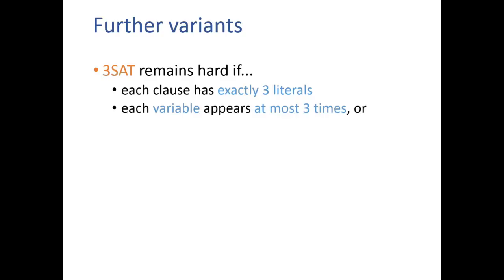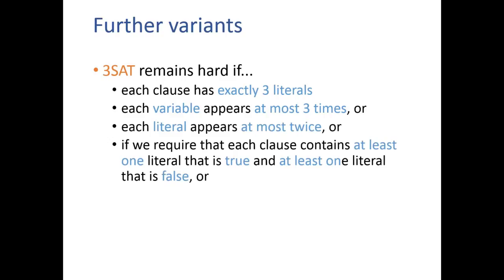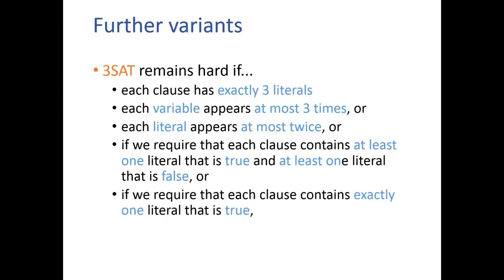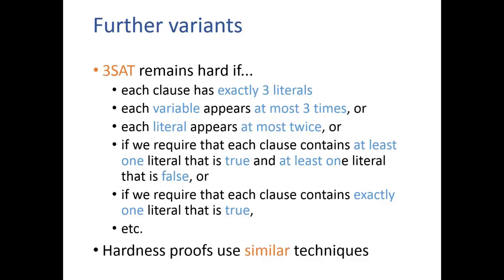3SAT remains hard if each variable appears at most 3 times. Again, you can fix that by introducing copies of variables. Each literal appears at most twice. Even if you require that each clause contains at least 1 literal that is true and at least 1 literal that is false, so that no clause is satisfied with all 3 literals being true. Or in fact if you require that each clause contains exactly 1 literal that is true, and a bunch of other variants. All these hardness proofs use similar techniques.